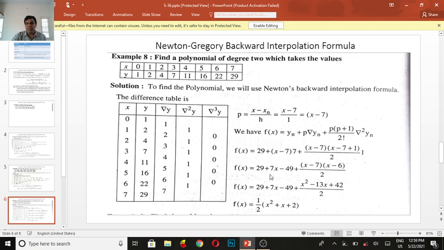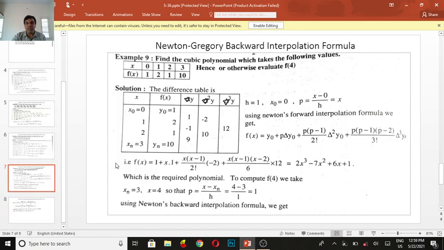So expanding, we get 29 plus 7x minus 49, plus x minus 7 into x minus 6 divided by 2. Simplifying again, we get f of x equal to 1 by 2 times x square plus x plus 2. So this is the way we can find it. When the values of x are not given, we can express the result in the form of a polynomial.